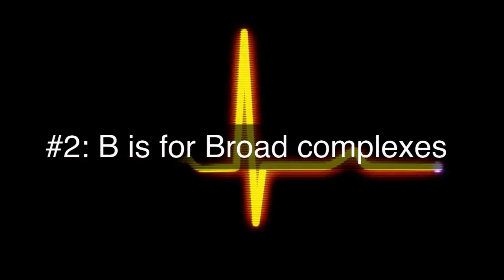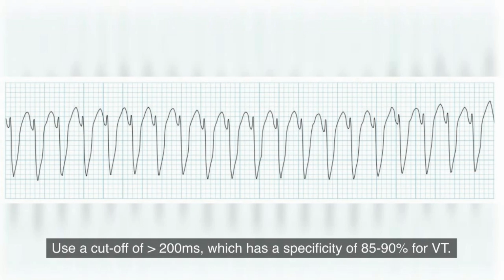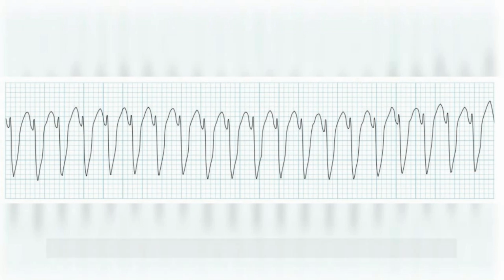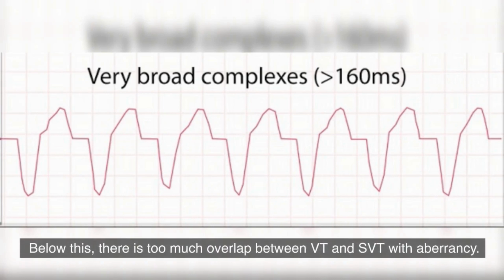Number 2. B is for broad complexes. Use a cutoff of greater than 200 milliseconds, which has a specificity of 85 to 90% for VT. Below this, there is too much overlap between VT and SVT with aberrancy.